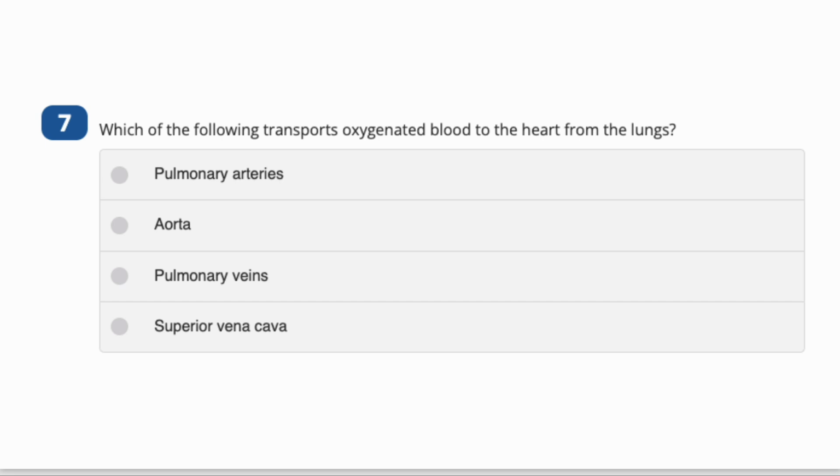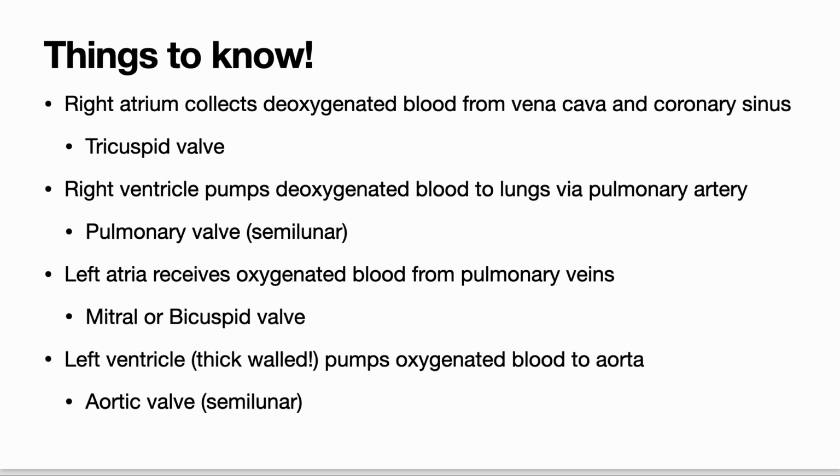Okay, so just a quick little question: which of the following transports oxygenated blood to the heart from the lungs? This is just to remind you that the pulmonary veins will dump oxygenated blood into the heart because they are coming from the lungs. And that's the weird one, because arteries always go away from the heart, veins always come to the heart. Most veins carry deoxygenated blood, but the exception is the pulmonary veins because they are coming from the lungs. So this is just kind of repeating what I just said, but I like to have a list when I study, so I put this here.